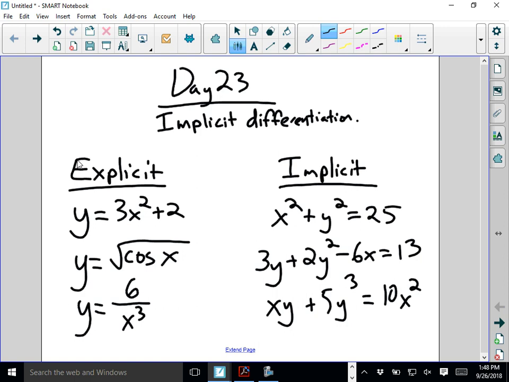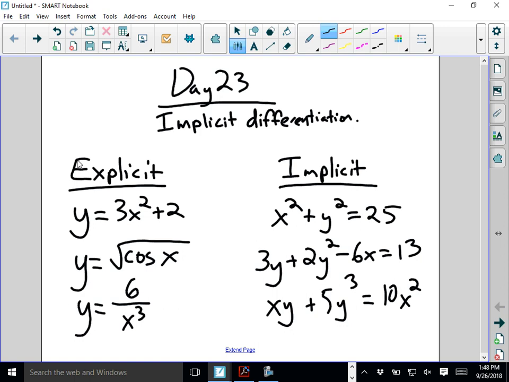Take a look at that first one, x squared plus y squared equals 25. Well, that's the equation of a circle centered at 0, 0, with a radius of 5. That is not a function, right? That's a relation because x values can give us 2 different y values. So oftentimes these are referred to as curves, not functions, just because oftentimes they aren't functions.